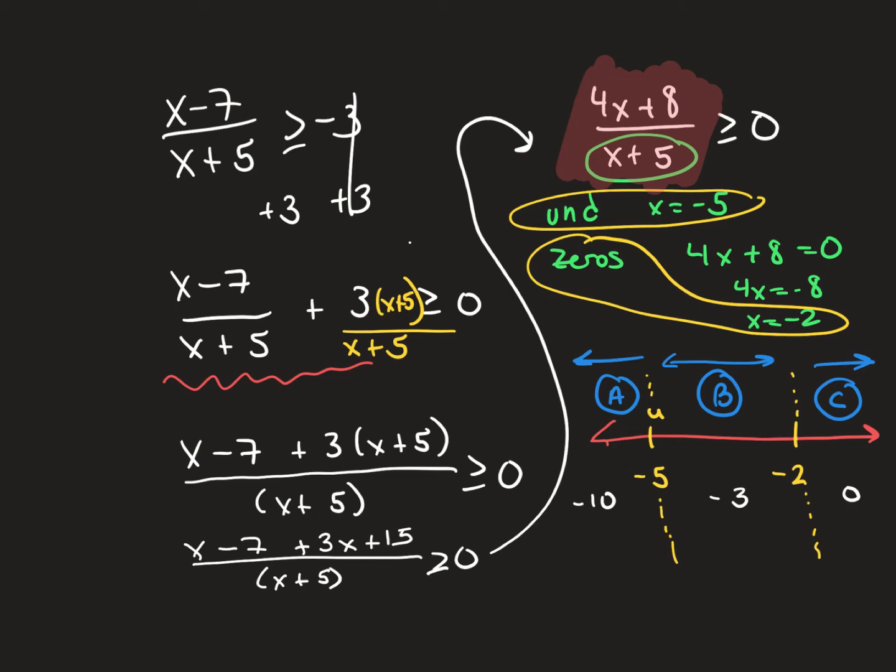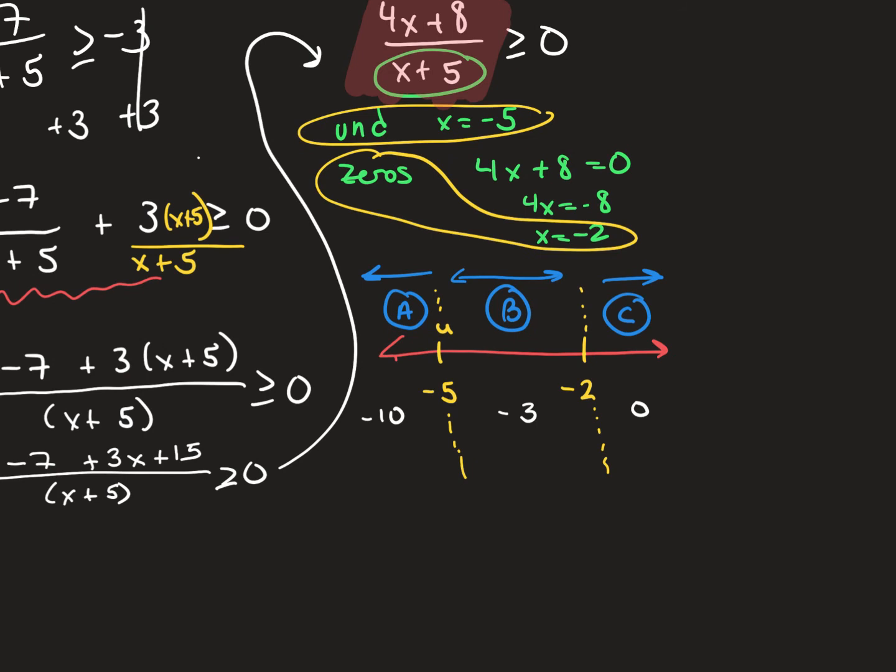So if I plug negative 10 into the function, I get 4 times negative 10 plus 8 over negative 10 plus 5. So that's going to give me negative 32 over negative 5, which is positive 32 over 5. All I really care about is that it's going to be a positive number. So when I plug it in, I'm going to get a positive number. That's all I care about for now.